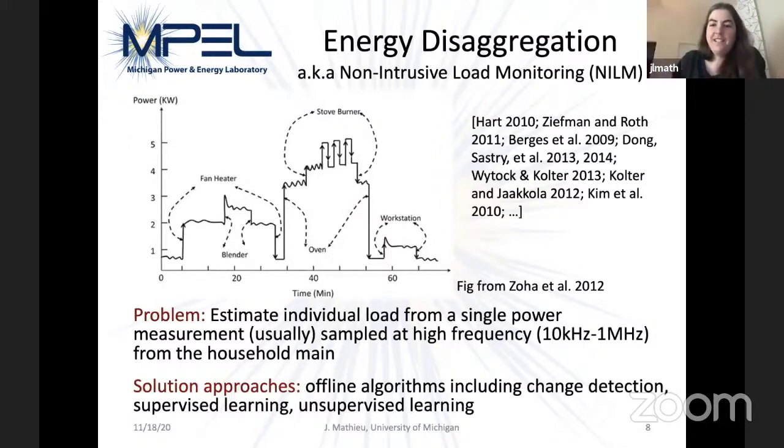There's lots of references here. They're a little bit old at this point, and I'm sure you guys have worked on this problem quite a bit. But the way I think of this problem is that you're estimating the individual loads of different appliances in the house from a single power measurement. A lot of the methods use very high frequency data from the household main, as opposed to smart meter measurements, which are usually much lower frequency. Of course, there are a bunch of newer papers that have looked at leveraging low frequency smart meter measurements as well. And then there's a variety of methods used to solve this type of problem.